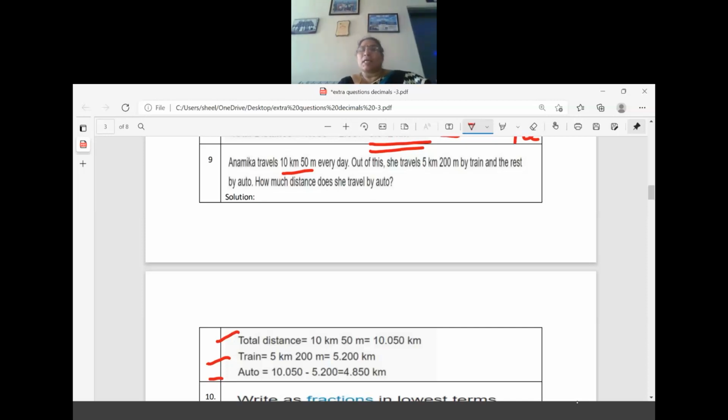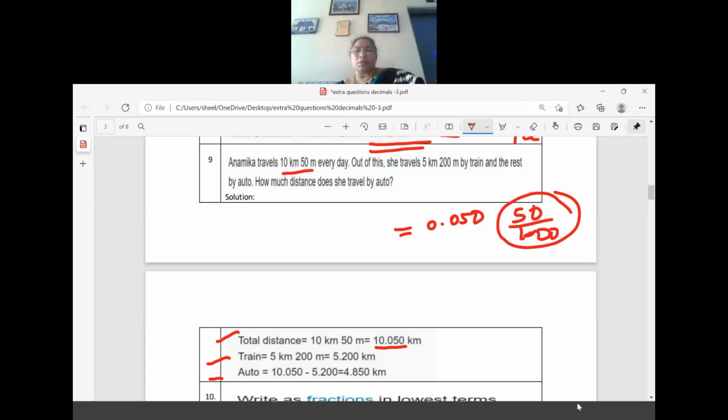So here if you observe, 10 kilometer 50 meter every day is there. So 50 meter, when we want to convert into kilometer, what will happen? 50 by 1000. So 50 by 1000 means how many decimals it will come? So it is equal to 0.050, right? Only 50 by 1000 I have taken. That is why 10 kilometer 50 meter is equal to 10.050 kilometer. What is the next step? 5 kilometer 200 meter is there. So 5 kilometer 200 meter is equal to 5.200 kilometer only, right?